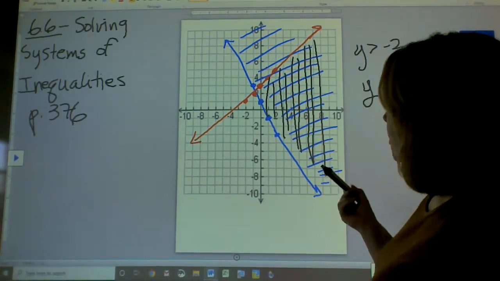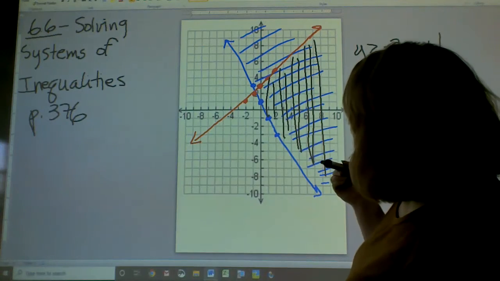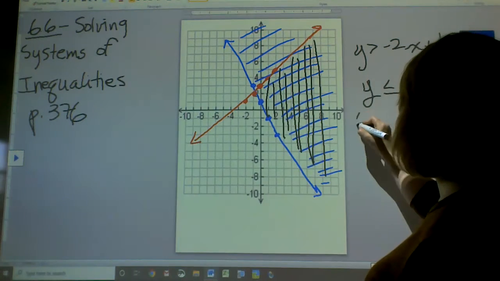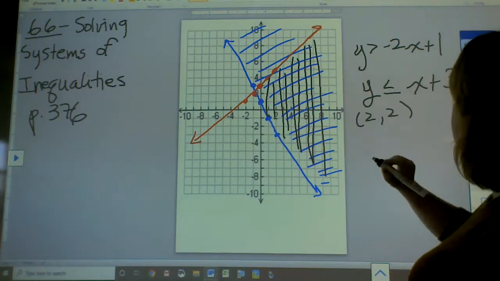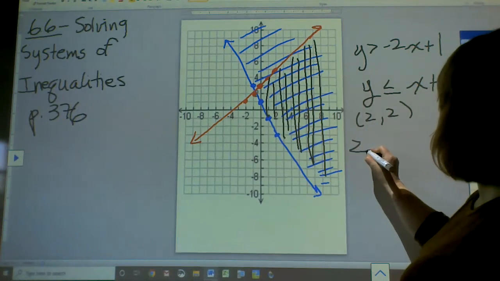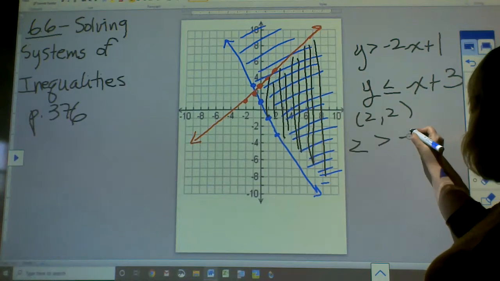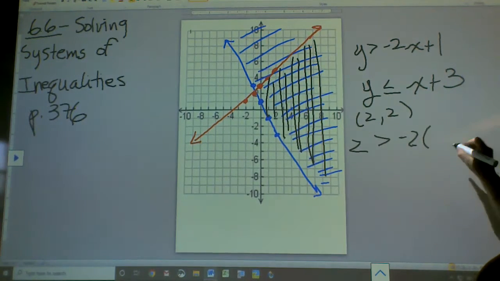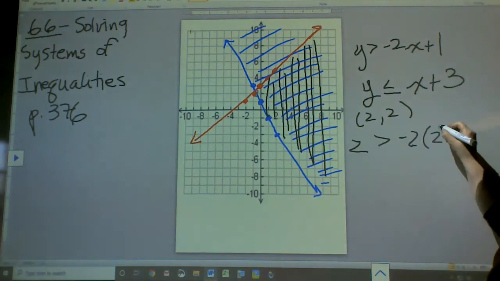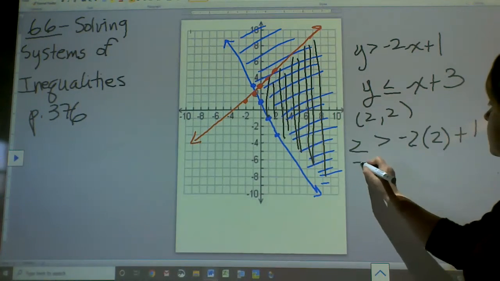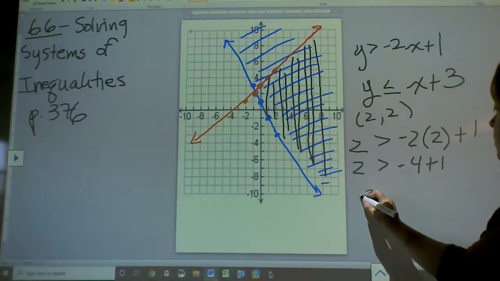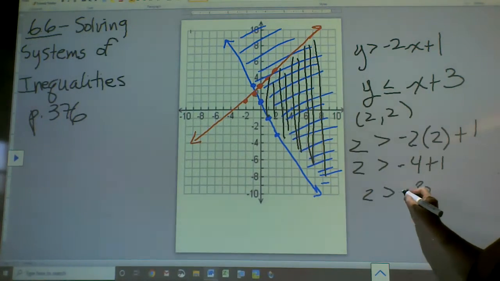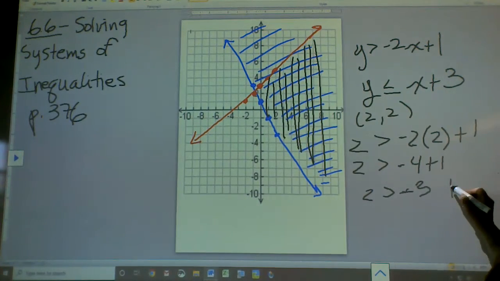So to check yourself, you can always pick a point in the region and see if it works. One of the points in the region that would be really easy would be 2, 2. So if I plug in 2 for y, that should be greater than negative 2 times 2 plus 1. So 2 is greater than negative 4 plus 1. 2 is greater than negative 3, which is true.